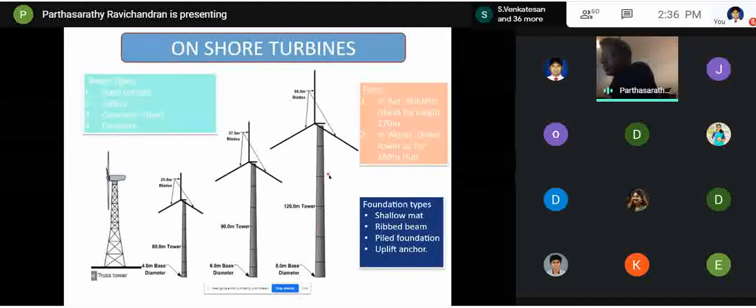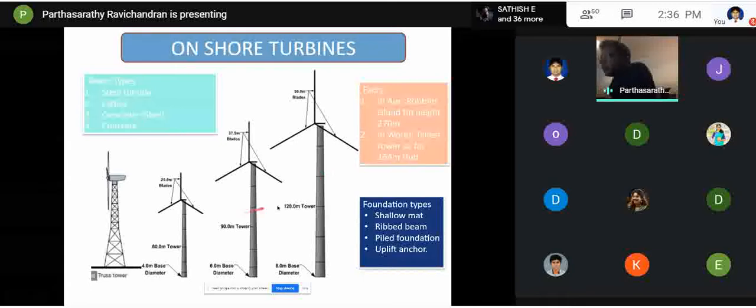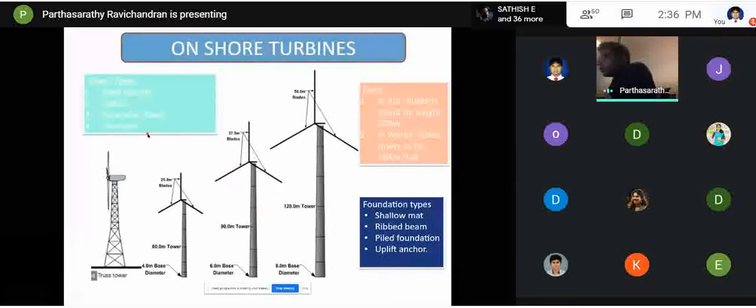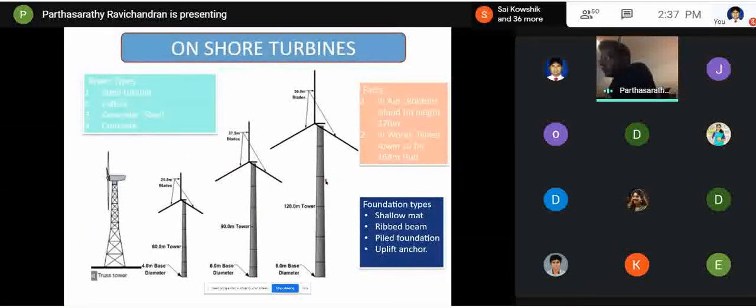So the reason why they are trying all these different kinds of material is that one third of the cost of the turbine is coming from the tower itself. So in order to reduce and minimize that, there are so many options for the design of the towers.